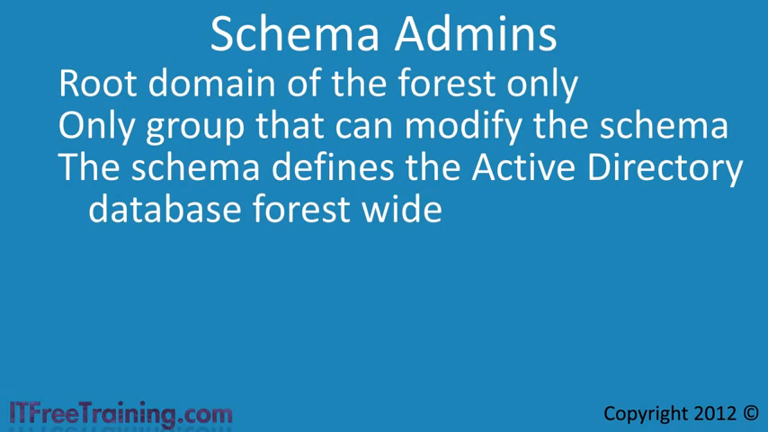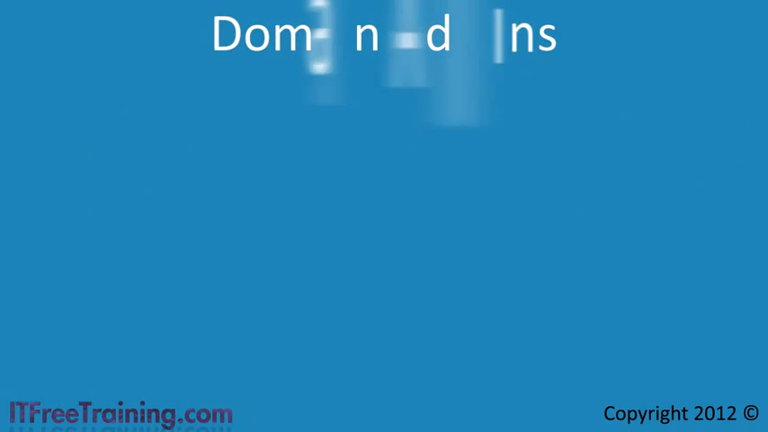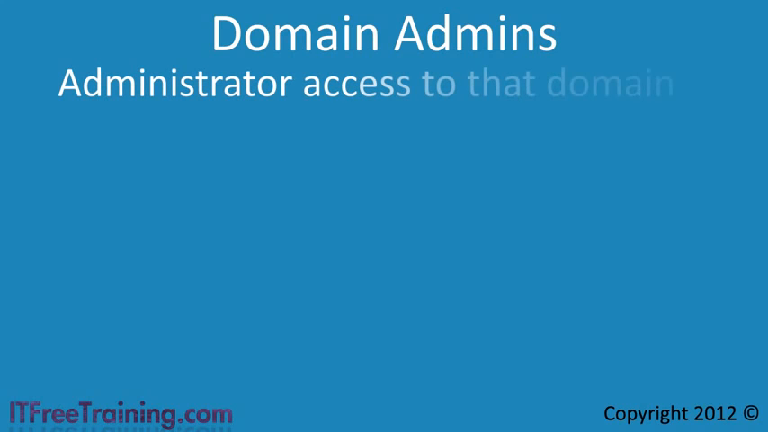Since the schema affects all domains in the forest, changes to the schema, and thus members of this group, should be carefully controlled. The next group is the Domain Admins group. This group exists in each domain and provides administrator access to that domain. The Enterprise Admins group is a member of this group by default, and this is where the Enterprise Admins group gets its administrator power for each domain in the forest.